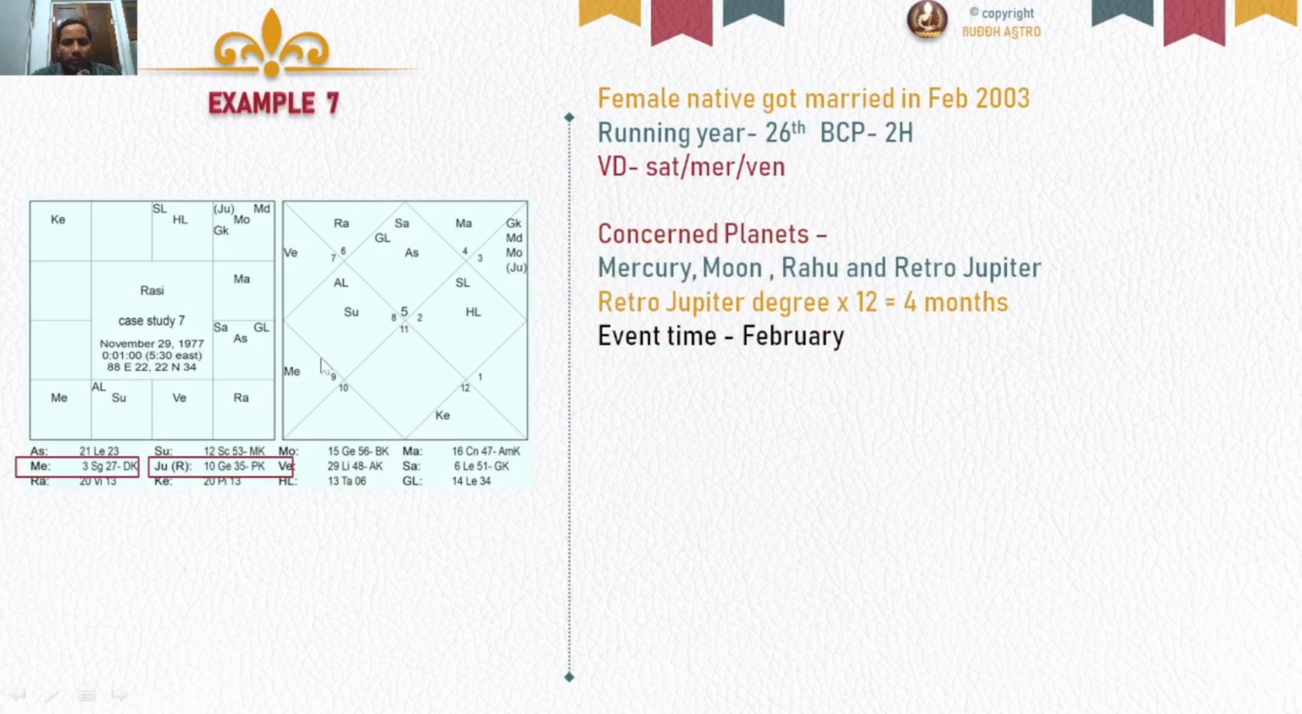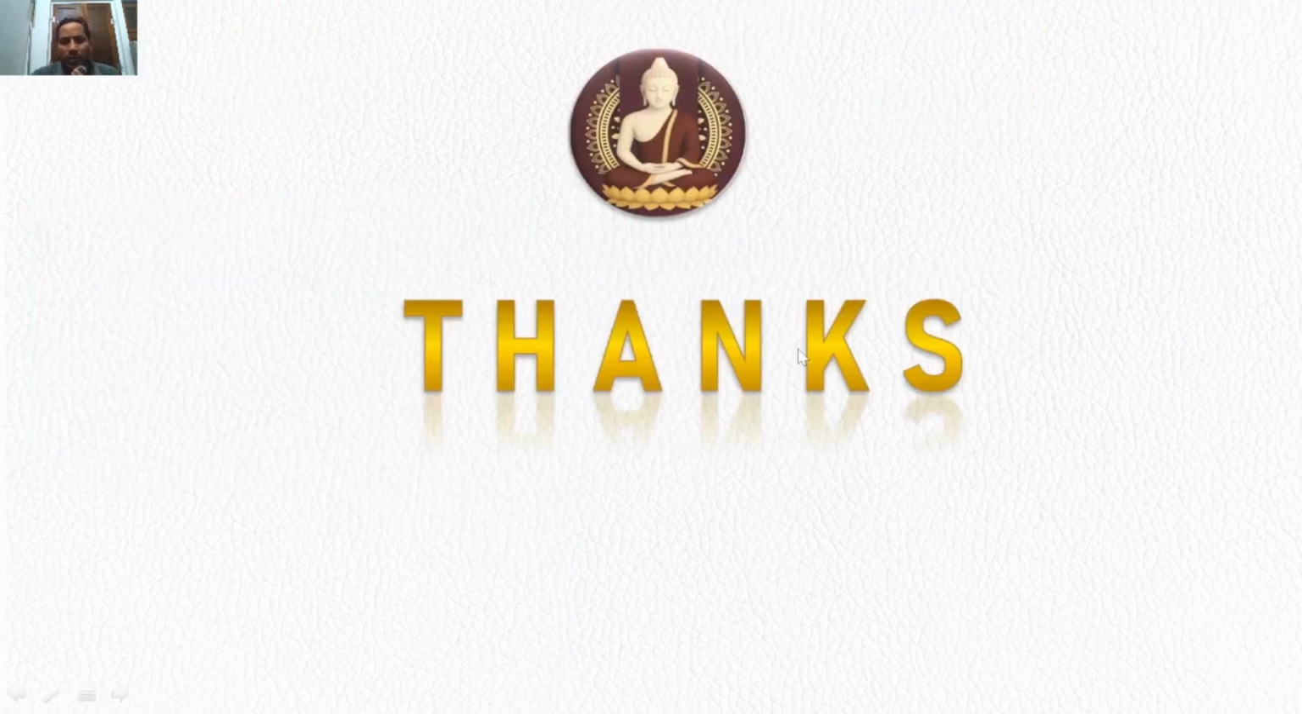Here we have taken degree of Jupiter also, because I am seeing the childbirth. Second lord sitting in the fifth house and aspected by the fifth lord. So childbirth is indicated. That's why retro Jupiter degree has been used. And they have multiplied by the 12 days. So you will get 4 months. So event will happen in February. This is how you can easily time or easily find out which month event will take place.